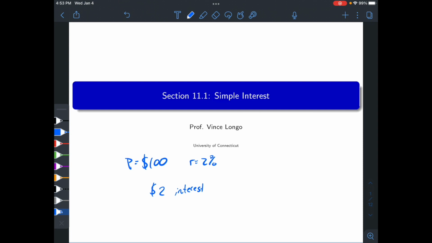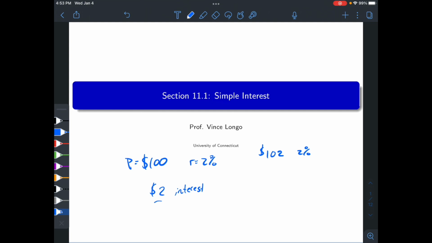Now, simple interest says that every year that you're making interest on this loan, you're always going to be making $2 of interest. Even though at the end of the first year you'll have not $100, you'll have $102, well, 2% of 102 is not quite $2. It's a little bit more than $2, maybe $2 and a cent or something like that. But it'd be a little bit more.